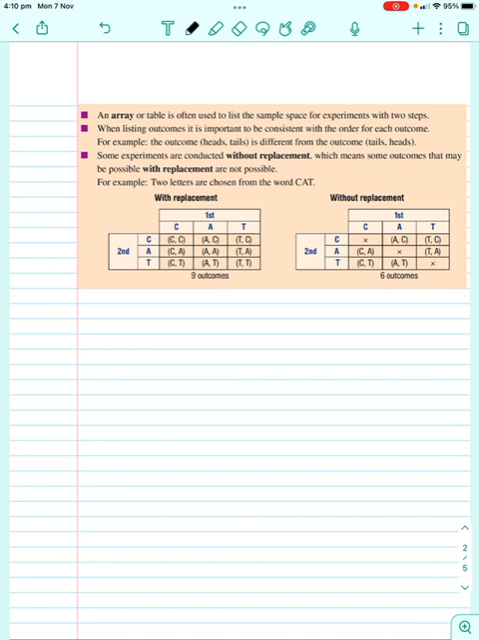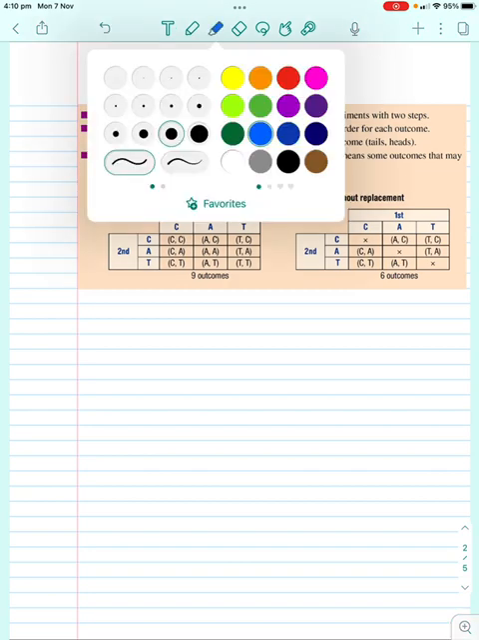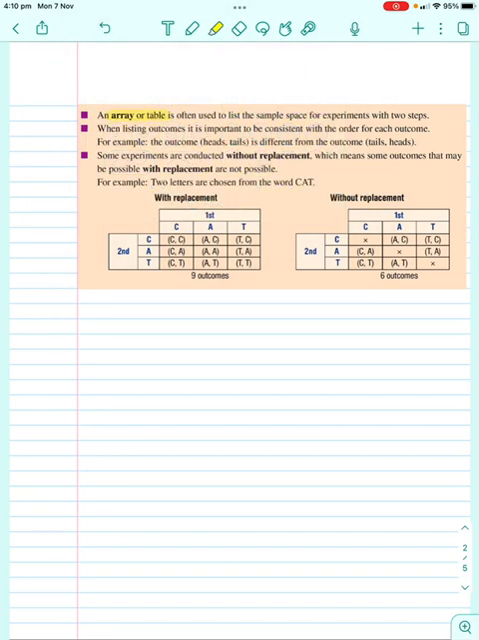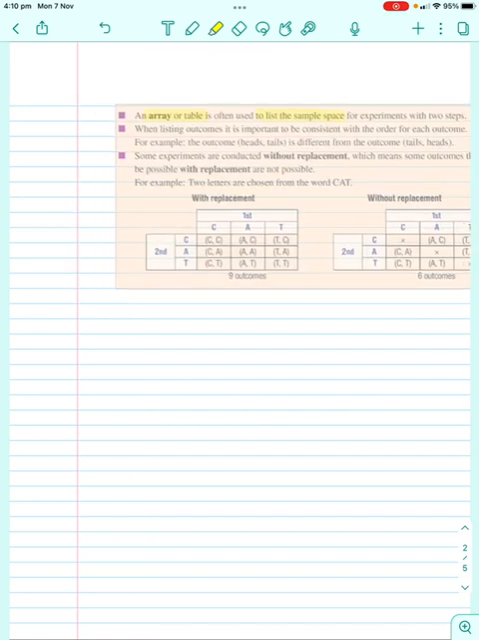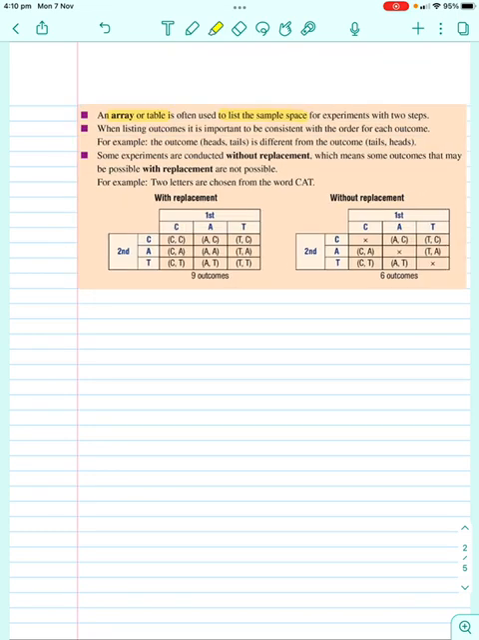So, an array or a table is often used to list the sample space for experiments with 2 steps. So our key words here are array or table. They're the same thing. They list our sample space and are used for experiments with 2 steps. So remember, our sample space is possible outcomes. And an experiment with 2 steps means we're doing something where we do one thing followed by another.